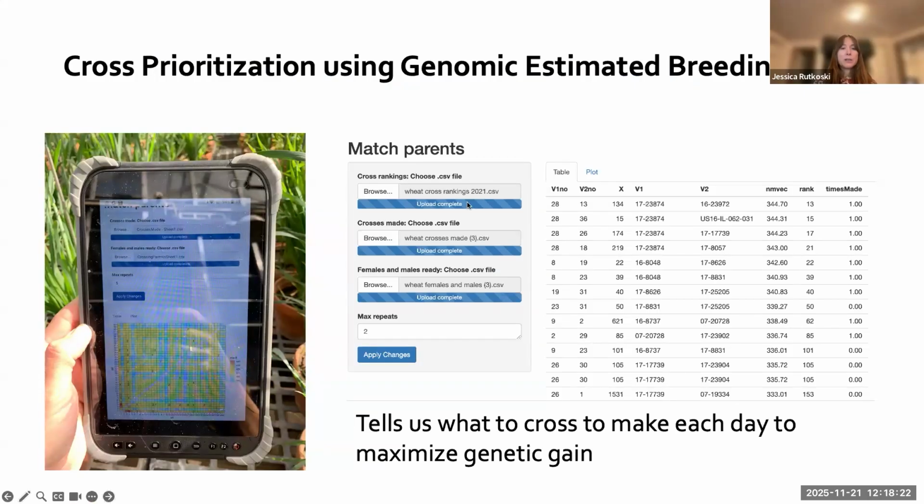And we have a cross prioritization process where we actually have this all in an algorithm where we have, okay, what's the expected merit of every cross, every combination? And then when we go in our greenhouse, we take inventory, okay, what's ready to be crossed that day, put that into our tablet, and it tells us what's the list of crosses to make every day. So that's something that's really helped us improve efficiency and making sure that we're making the best crosses.